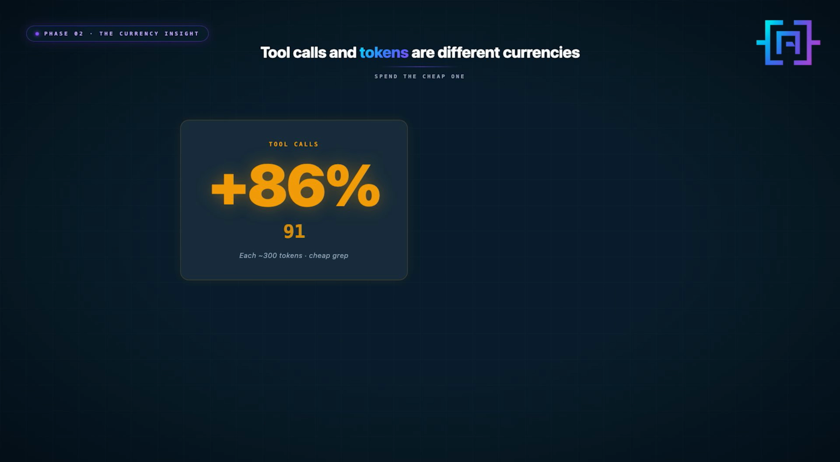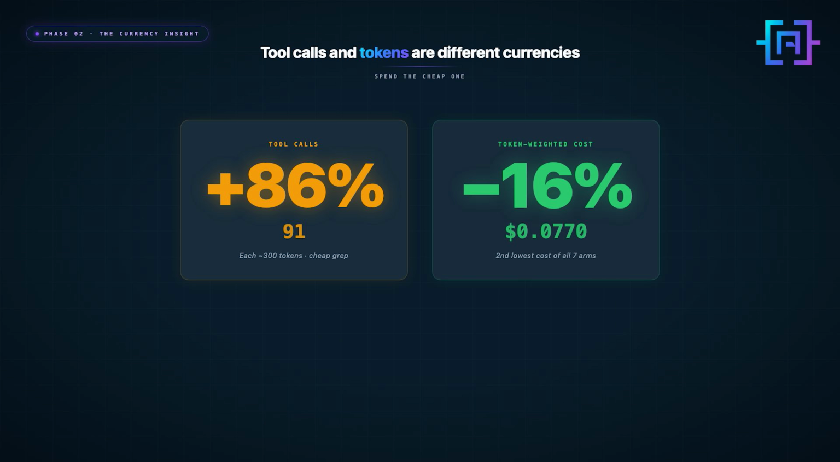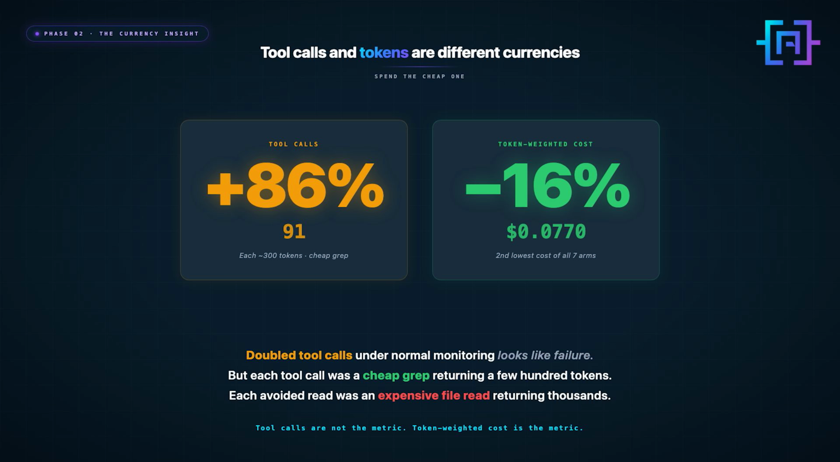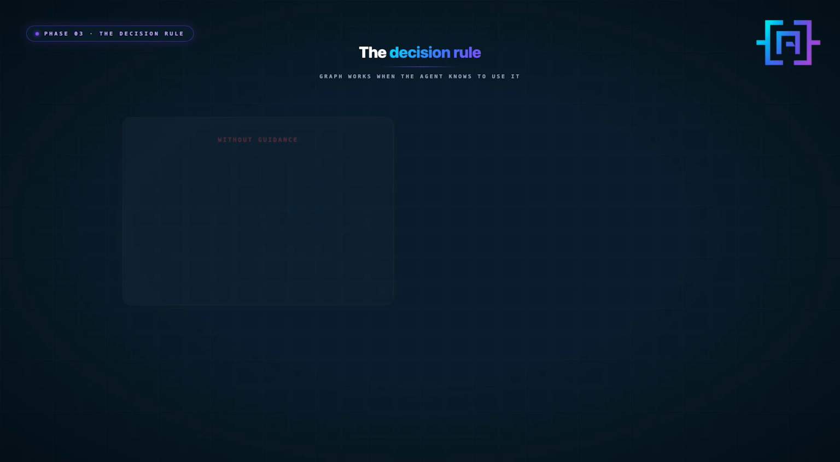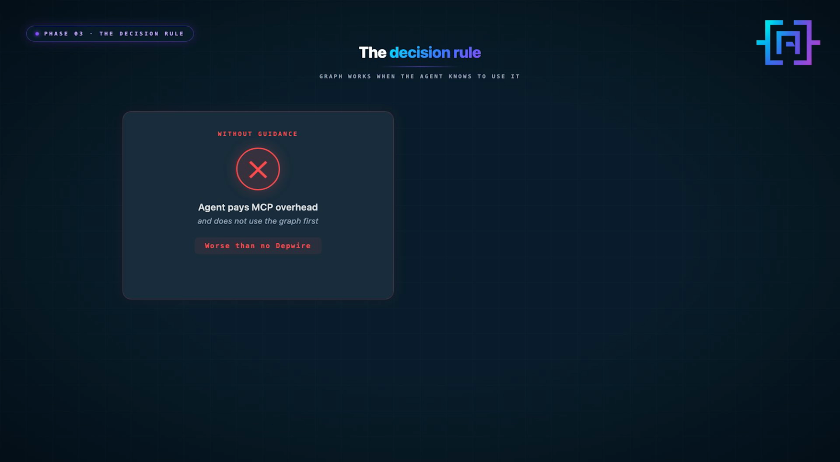Here's the key insight. Graph doubled its tool calls. Under any normal monitoring, that looks like failure. But each tool call was a cheap grep returning a few hundred tokens. Each grep it avoided was an expensive file read returning thousands. The arm with the most tool calls had the second lowest cost. Tool calls are not the metric that matters. Token-weighted cost is the metric that matters.